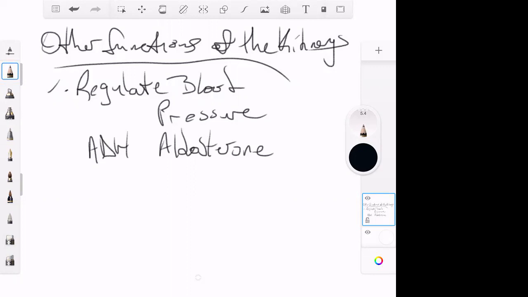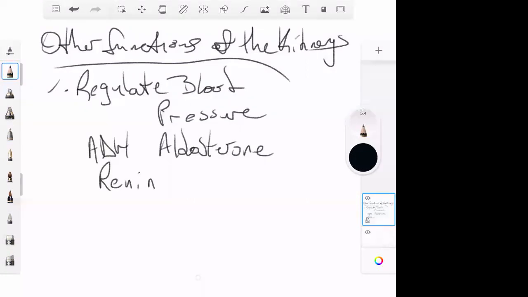And then also something I talked about a little bit ago, the juxtaglomerular apparatus, which we saw there at the beginning of the Bowman's capsule. The juxtaglomerular apparatus can sense changes in blood pressure. And if it senses that there has been a decrease in blood pressure, it will release a substance called renin. Renin will then go on to activate angiotensinogen. Angiotensinogen will then be converted to angiotensin 1. Angiotensin 1 will go to the lungs, where it is converted to angiotensin 2 using the angiotensin converting enzyme.